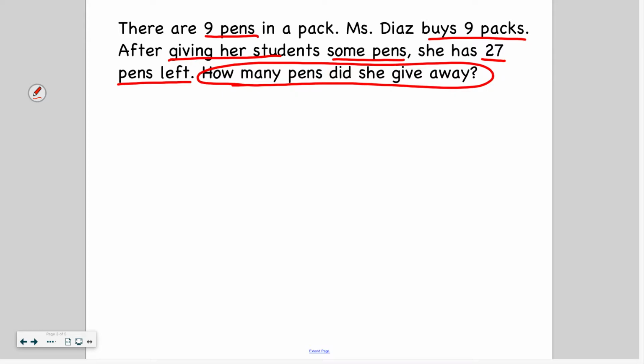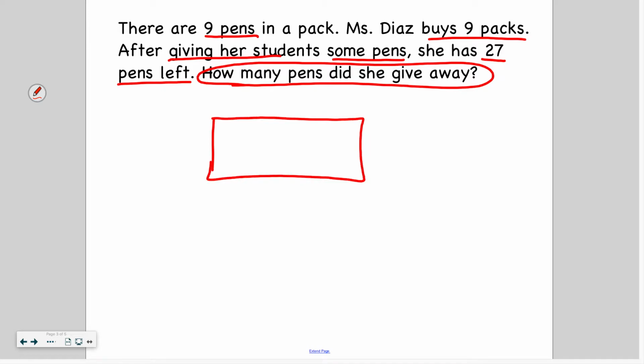I don't know how many she gave away, but I know that she has 27 left over. So I know at some point I'm going to be subtracting because she's giving these pens away. But I don't know how many pens she started with. So I'm going to have to figure out how many pens she started with in order to figure out how many are left over. So this is going to be a 2-step problem because I don't know how many pens she started with. So you know what, let me figure out how many pens she has to begin with.